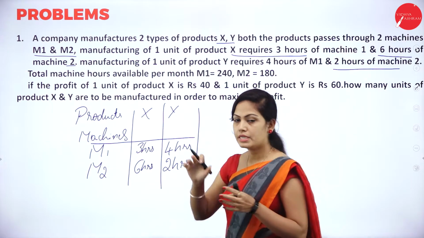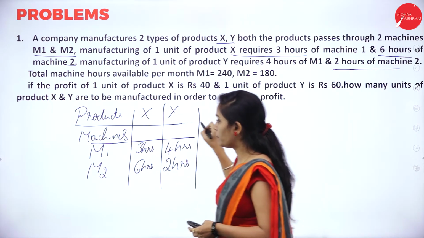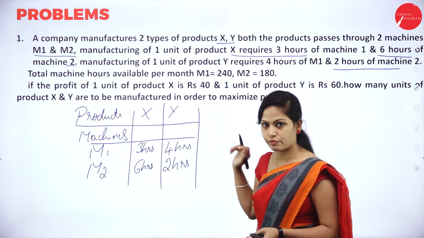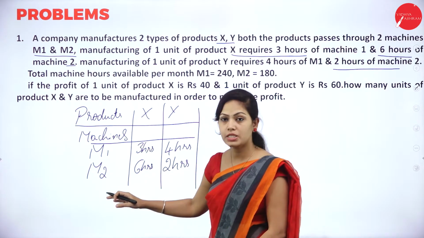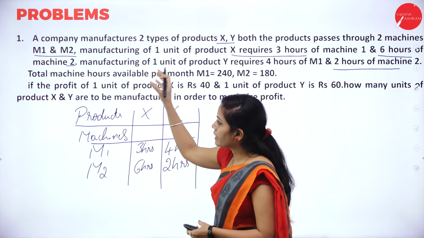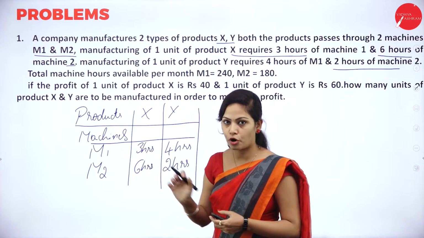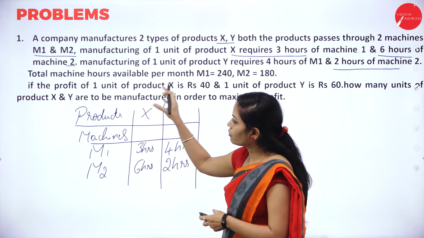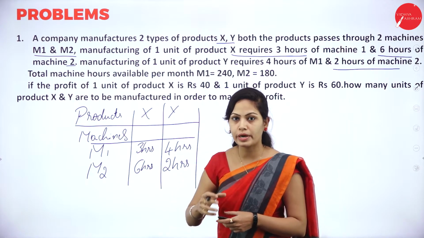First you have to see the products. The company is manufacturing two types of products, product X and product Y, and we have two machines, machine M1 and machine M2. First write the given values of the products. After the product values, we have to see the availability, time required, etc.